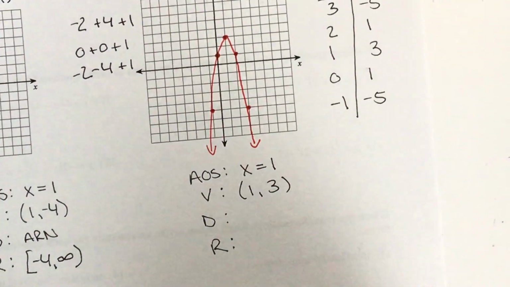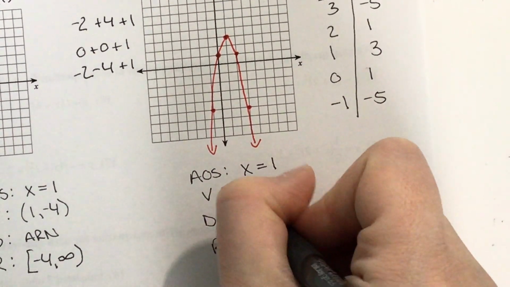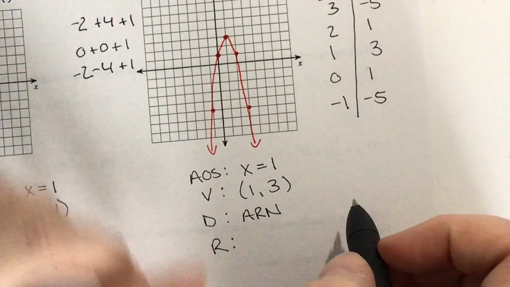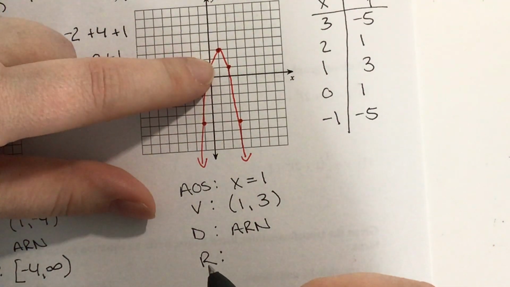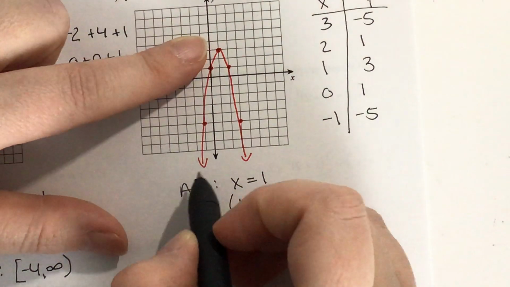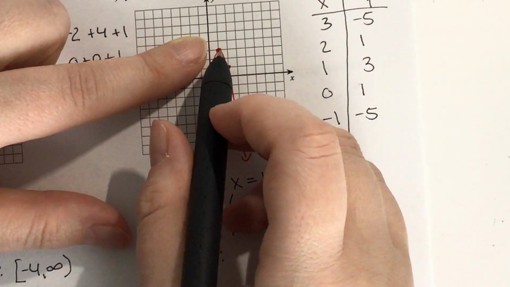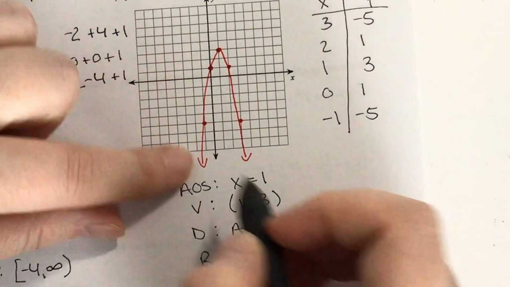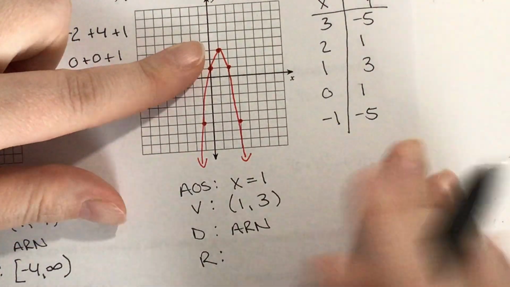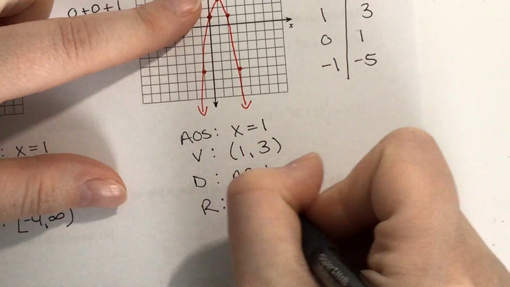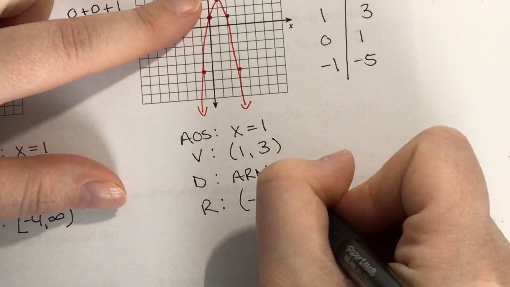I'm so bad at parabolas. Okay, domain, all real numbers. And range depends on your vertex. So the highest the vertex went was up to 3. So we're negative infinity up to 3. And then it has the turning point and it moves and goes back down. But when you read this left to right, you go up to 3 from negative infinity. So negative infinity to 3.